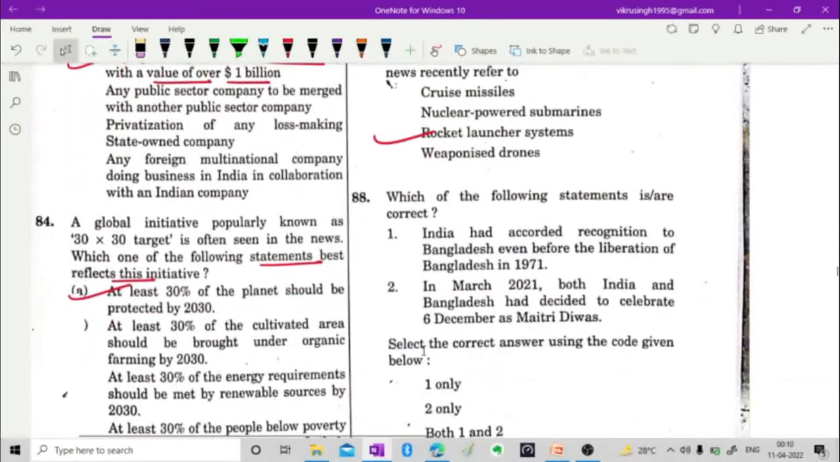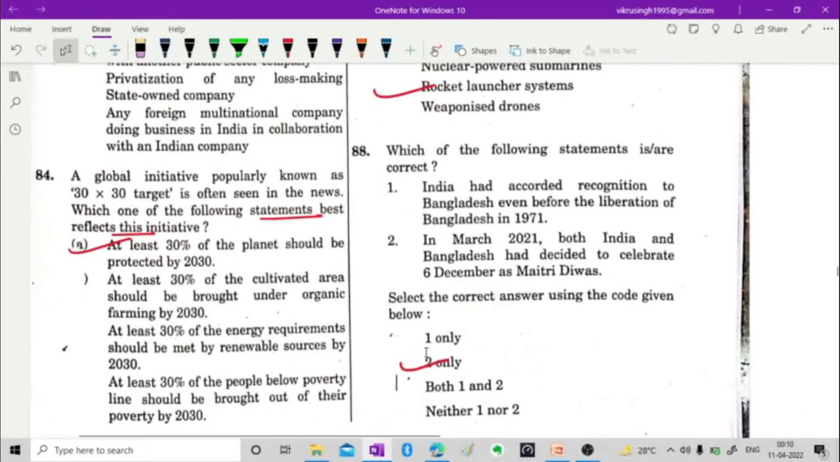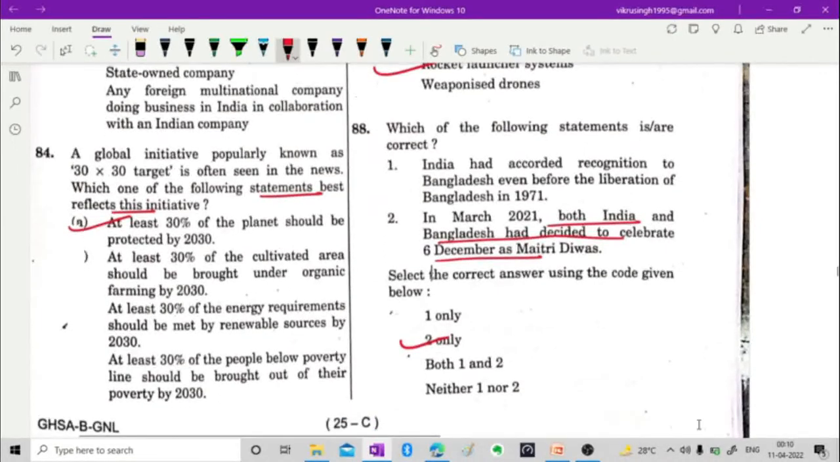Question number 88. Which of the following statements is correct? The correct statement is 2 only. In March 2021, both India and Bangladesh decided to celebrate 6 December as Maitri Divas.